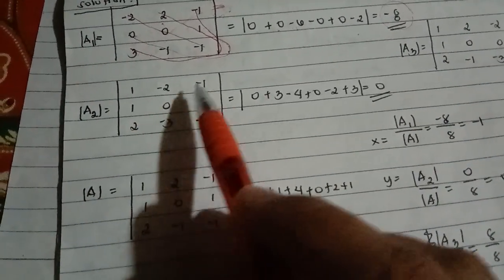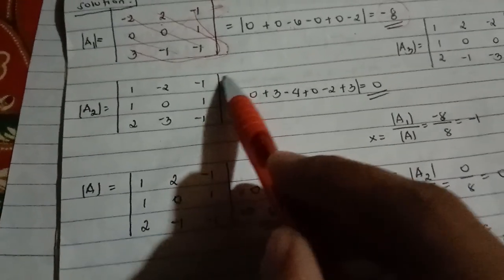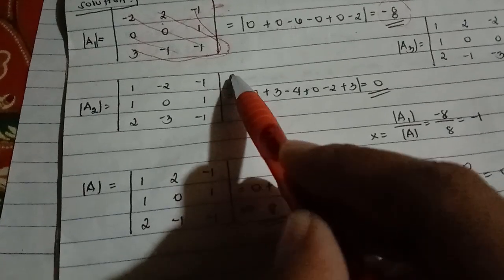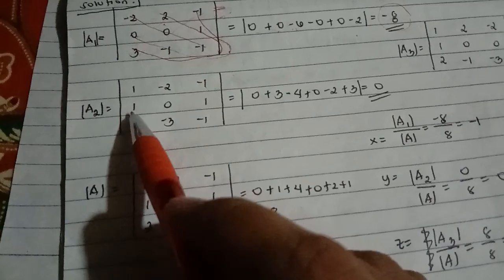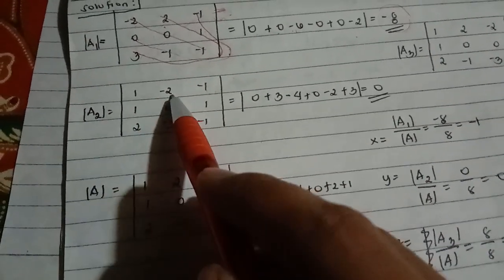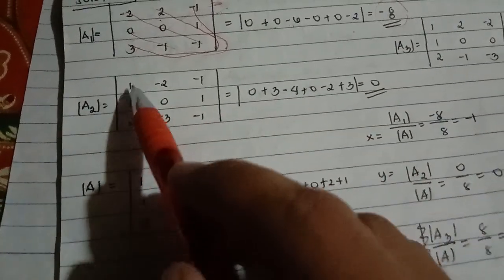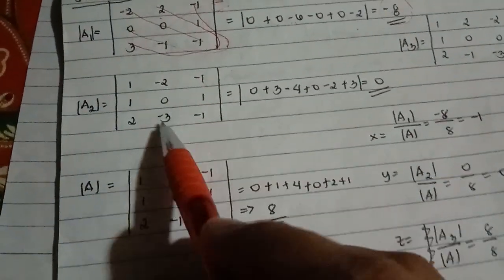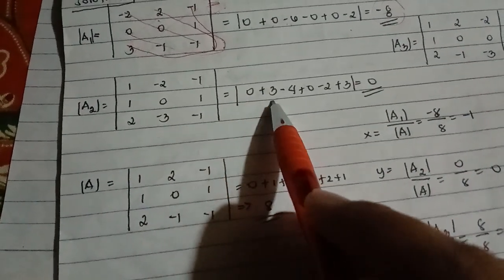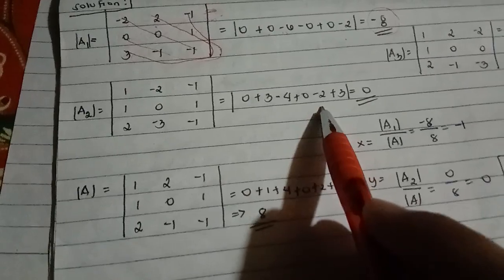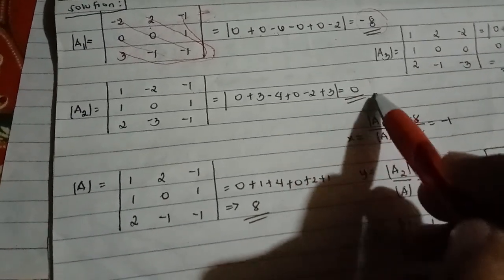2 times 0 times negative 1, so it can be 0 since it is positive 0, since it is negative 3. So negative times negative is equal to positive. So next is 1 times negative 2 times negative 1 is equal to negative 2. 1 times 1 times negative 3 is equal to positive 3. So 0 plus 3 minus 4 plus 0 minus 2 plus 3 is equal to 0. So the determinant of A sub 1 is 0.